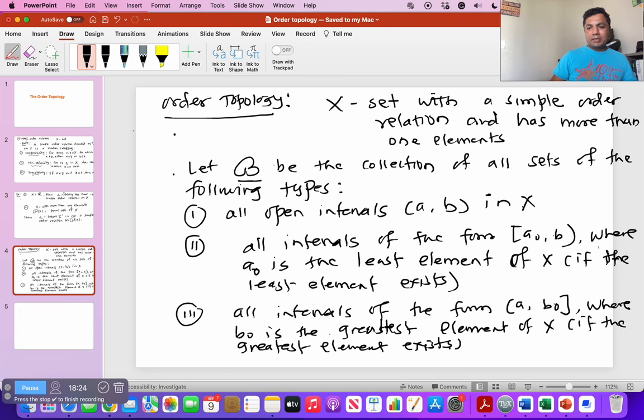If you have a set, it's not mandatory that it has to have a least element or greatest element. Some sets could have both. Some sets can have just a least element but not the greatest, and some sets may not have either of them. For example, the set of real numbers doesn't have a least element and also doesn't have a greatest element, but the set of positive integers has a least element but not a greatest element. The set of negative integers doesn't have a least element but it has a greatest element.